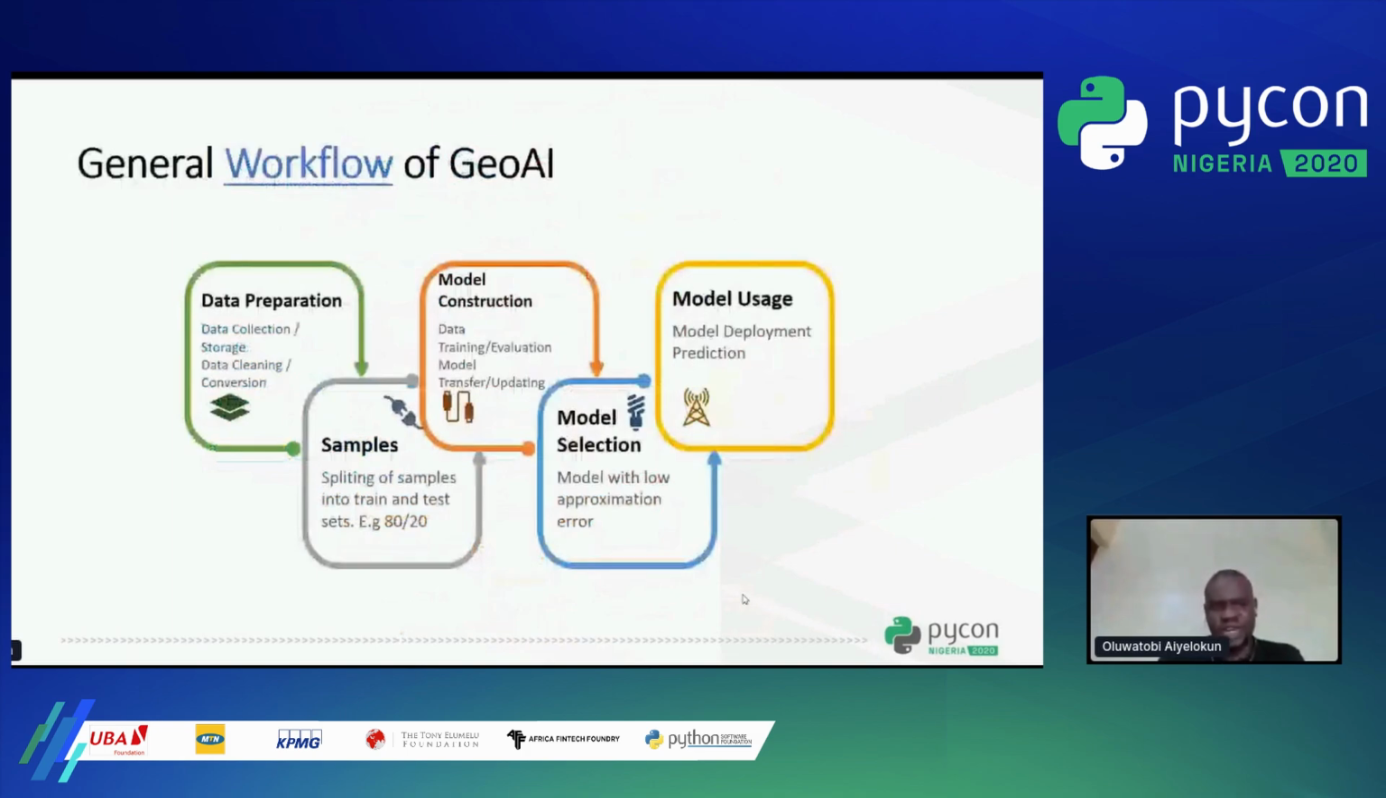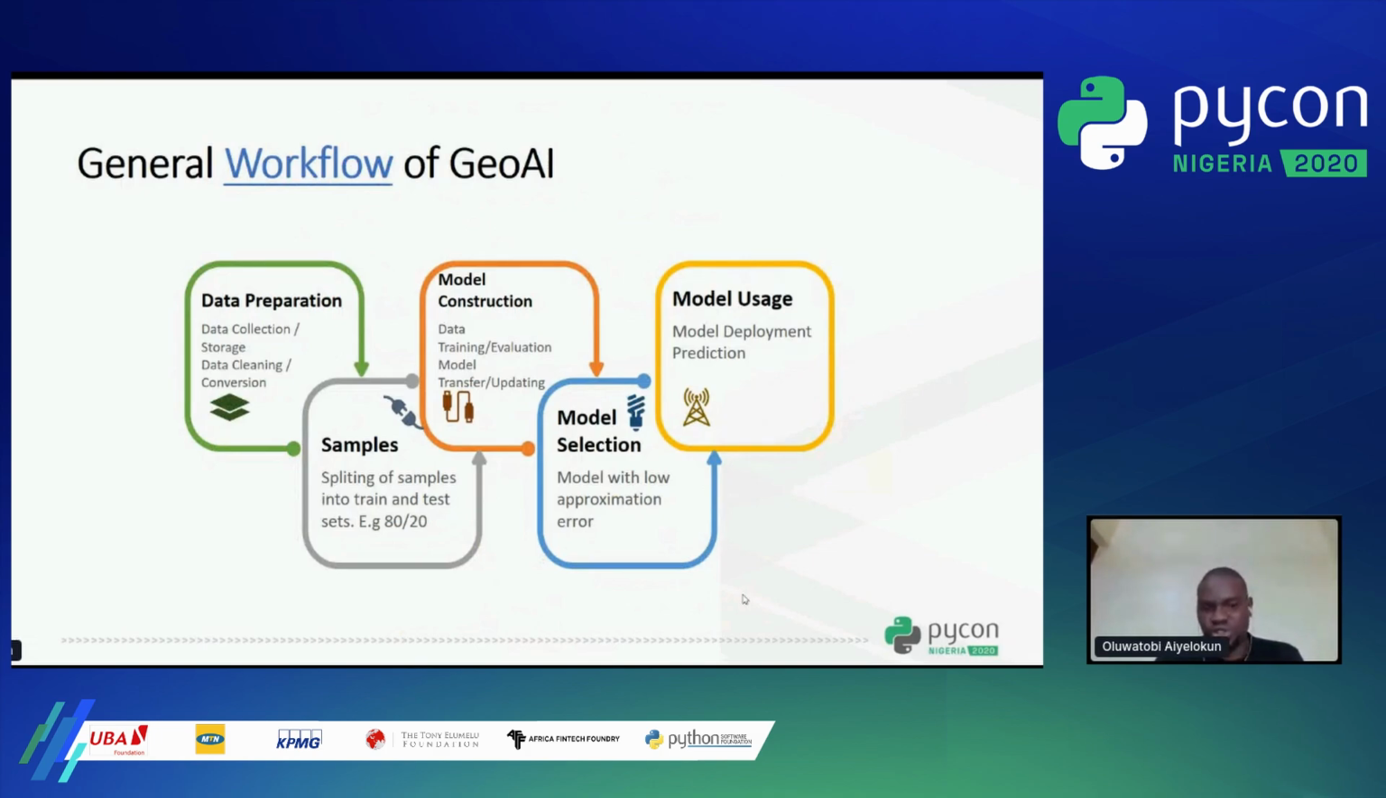General workflow for GeoAI. The first part is data preparation, because you can't train models without data. Data has to be available. You have to generate as much data as possible. So the first thing is data collection, the storage, and the normal data science thing that we do, data cleaning, conversion, and all that. Then, of course, you have to sample the test and train sets depending on what you want to use. Some do 80-20, you can do 75-25 depending on your specifics.